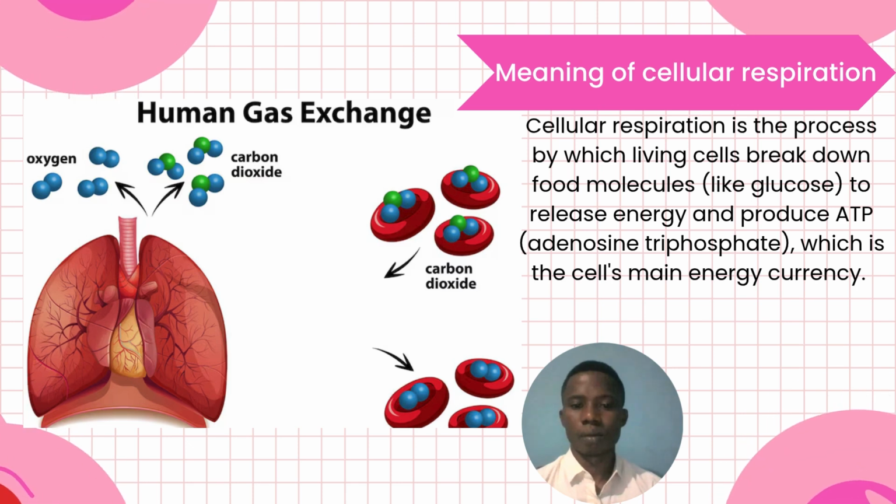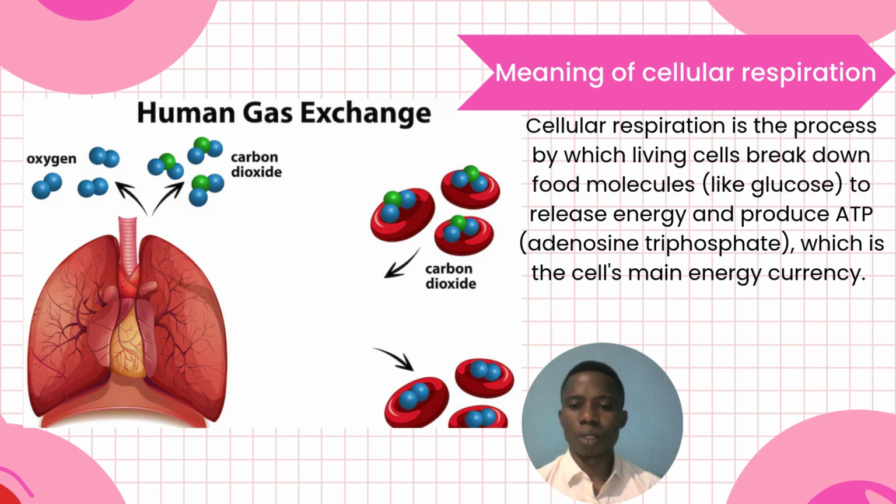Let's look at the meaning of cellular respiration. Cellular respiration is the process by which living cells break down food molecules like glucose to release energy and produce ATP, that is adenosine triphosphate, which is the cell's main energy currency.